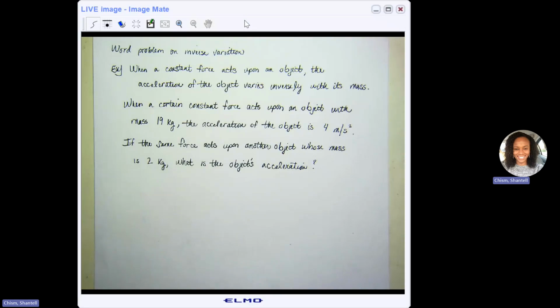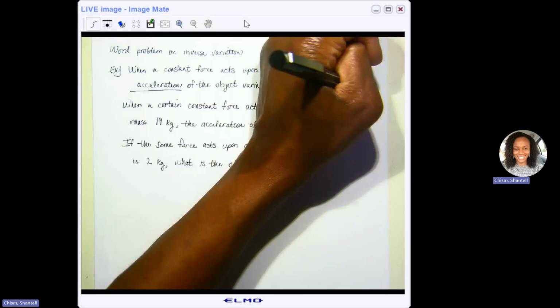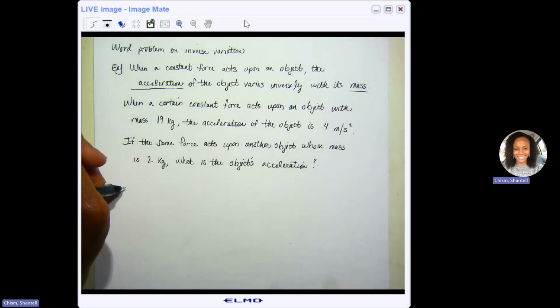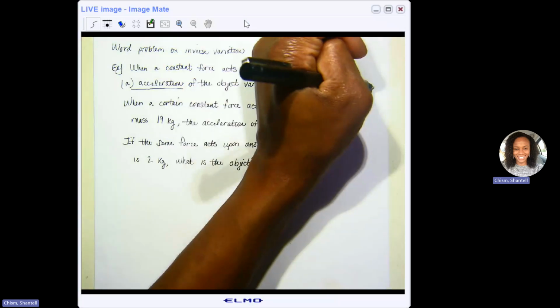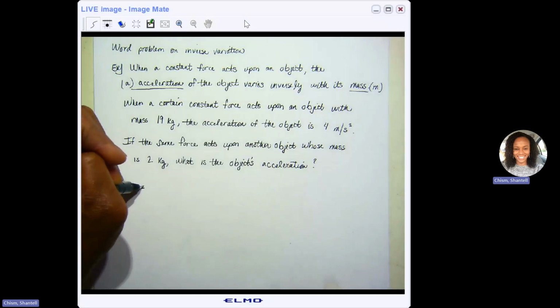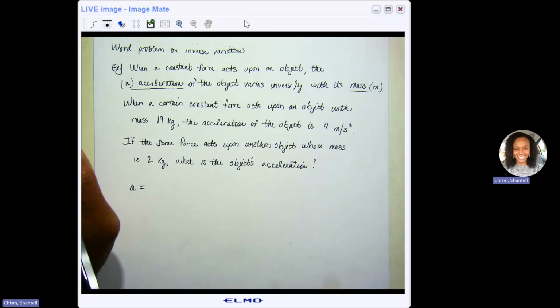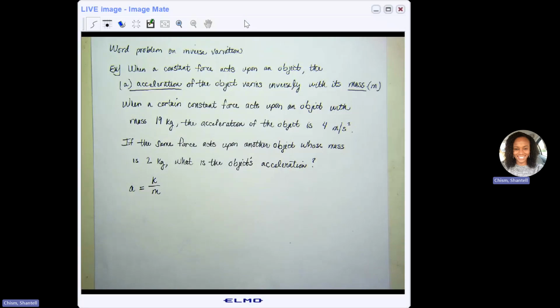This is a word problem on inverse variation. It says when a constant force acts upon an object, the acceleration of the object varies inversely to its mass. So acceleration varies inversely to mass. One of the first things I'm going to write is I'm going to let acceleration be A, and I'm going to let mass be represented by M. So acceleration varies inversely with mass. That means A equals K over M, K being an arbitrary constant.